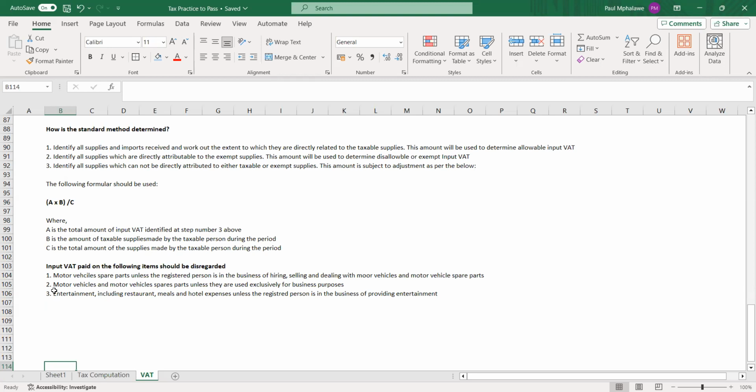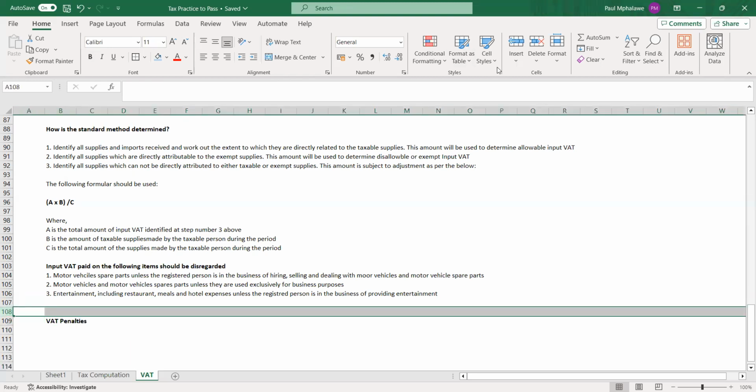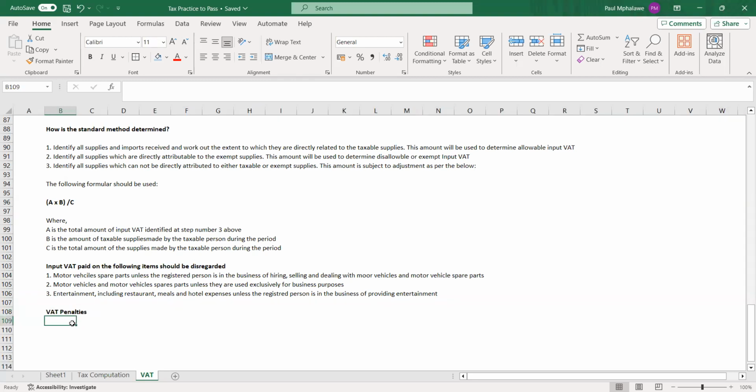Now, there are also VAT penalties that you must know. I normally say that the only way to manage taxes is to pay at the right time. If you want to be clever, that's when you pay heavy penalties over and above what you're supposed to pay to Malawi Revenue Authority. So it's better to submit and calculate correctly.